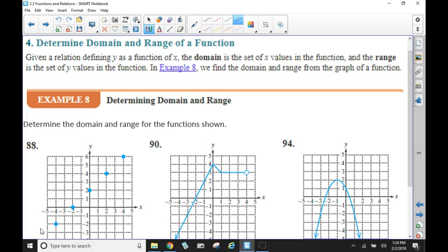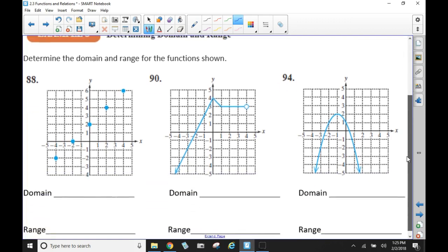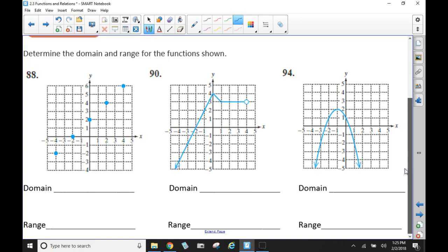Our next couple of examples deal with determining what the domain and range is of a function. Recall that the domain is the set of x values in the function, and the range is the set of y values of your function. So on example 8, it says to determine the domain and range for the function shown.